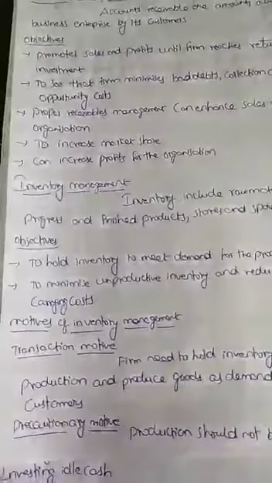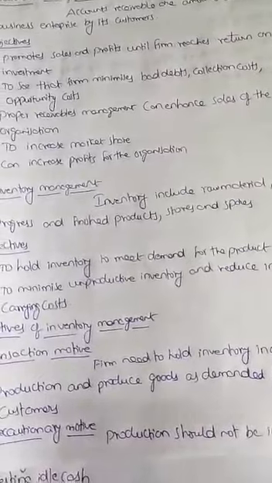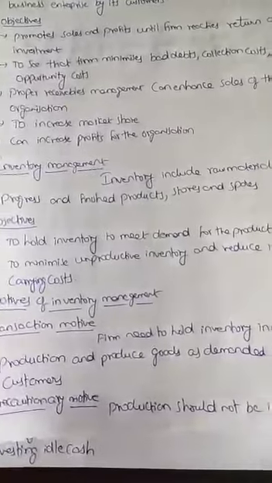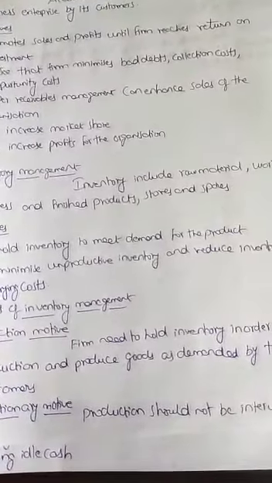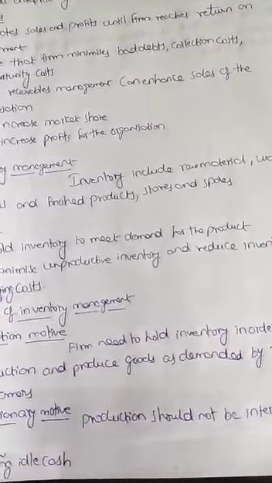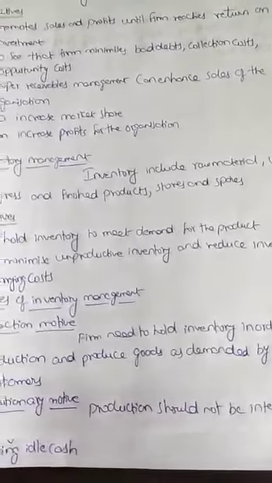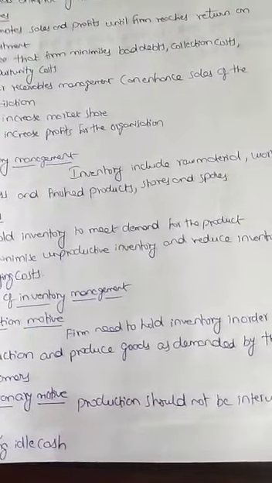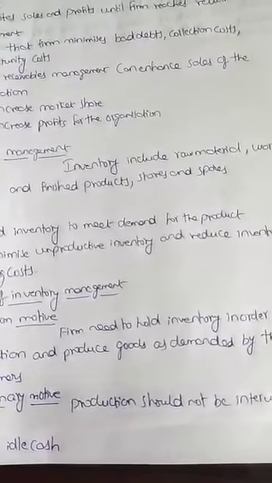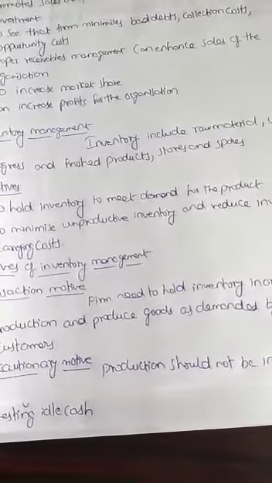And one more component of working capital management is inventory management. Inventory includes the raw material, work in progress, and finished goods, stores and spares. The objectives of inventory management are to hold the inventory in order to meet the firm's requirements or the demand. And one more objective is to minimize the unproductive inventory. Unproductive inventory means which is of no use for the organization in their production activity. So reducing the carrying costs, reducing the inventory which is not giving the productive use for the organization. These are the objectives of inventory management.